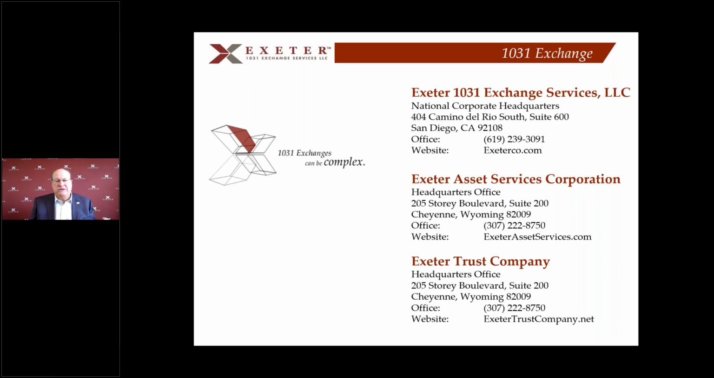We've also seen exchanges of billboards, cell site towers, vineyards, timberland, things like that. So lots of different types of assets can certainly be exchanged. As long as it's considered to be real estate, it would qualify for like-kind and qualified use treatment.